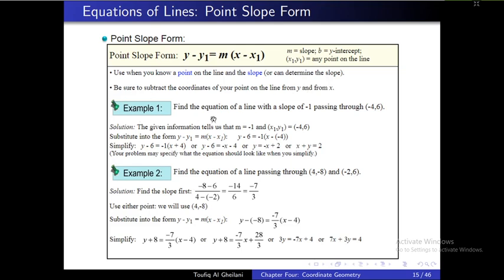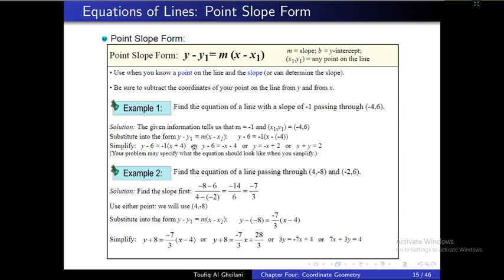So find the equation of a line with a slope of minus 1 passing through the point (-4, 6). The given information tells us that m is minus 1 and x1 and y1 are minus 4 and 6. So we substitute into the form y minus y1 equal m times x minus x1. So y minus 6 equal m, which is minus 1, times x minus the value of x1, which is minus 4.